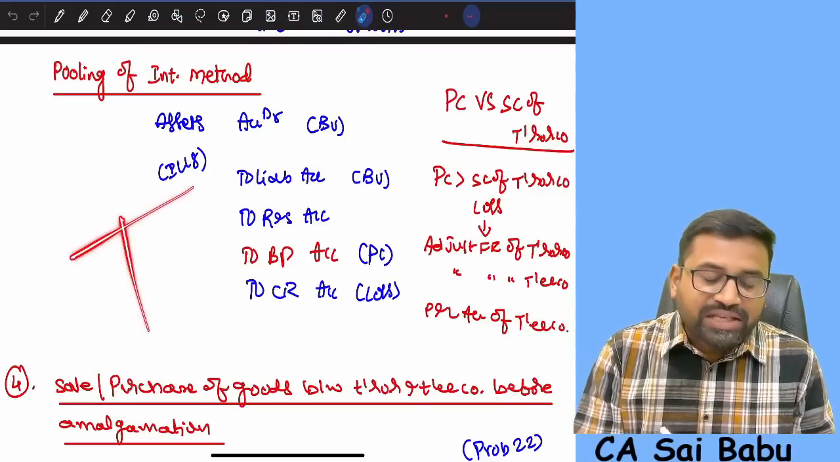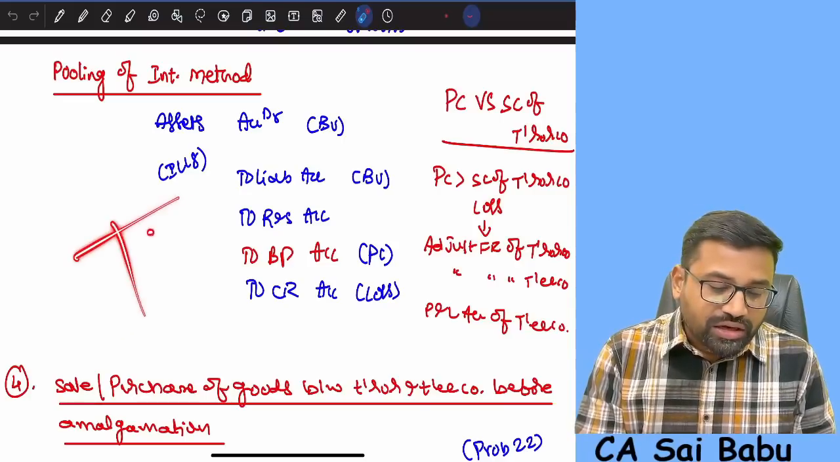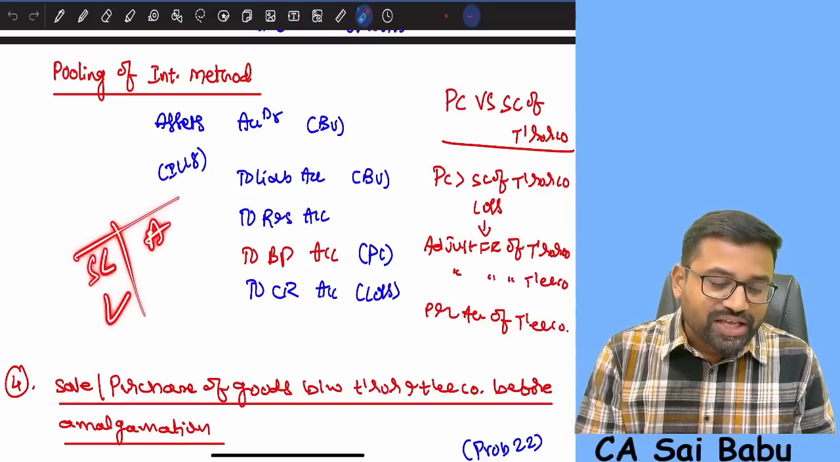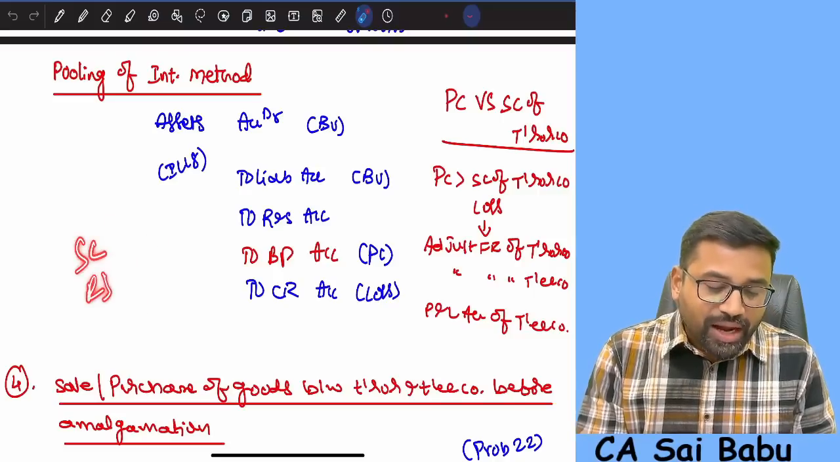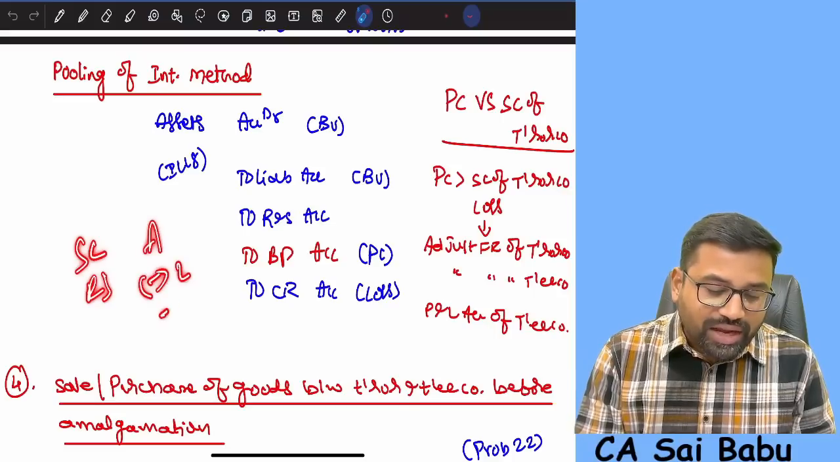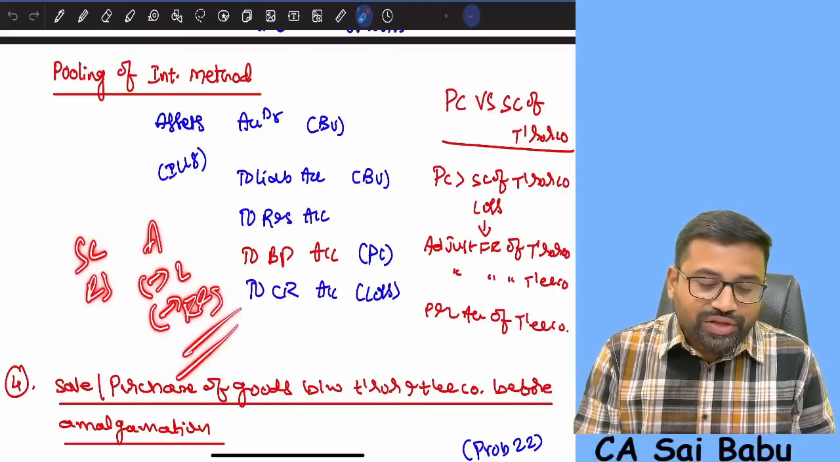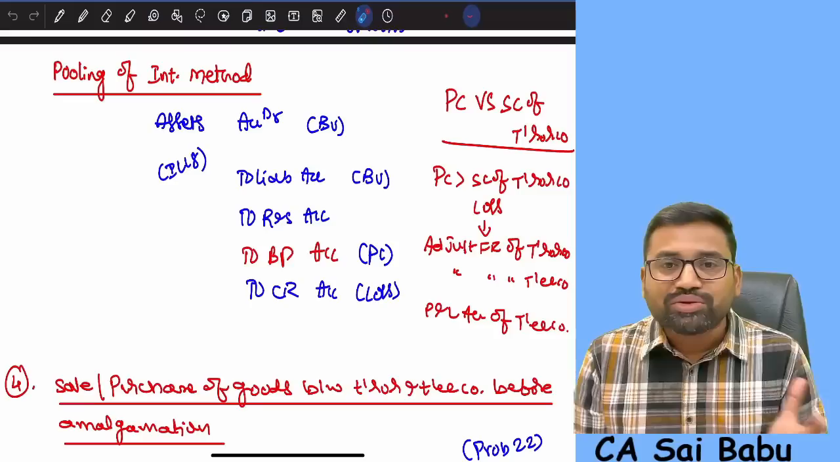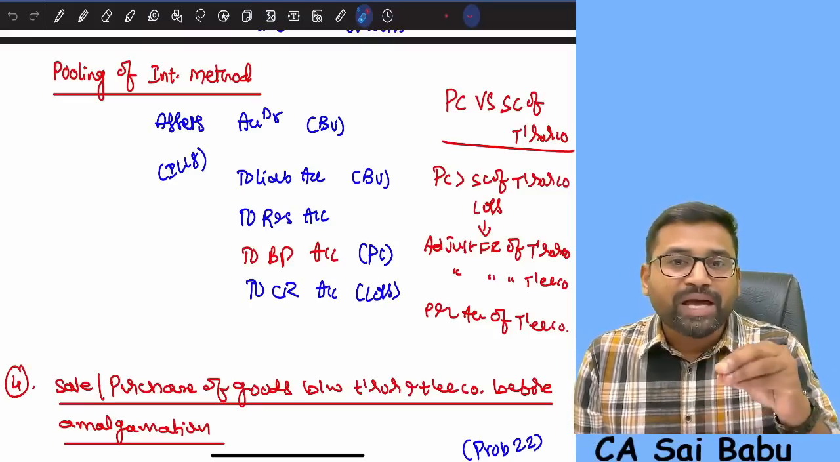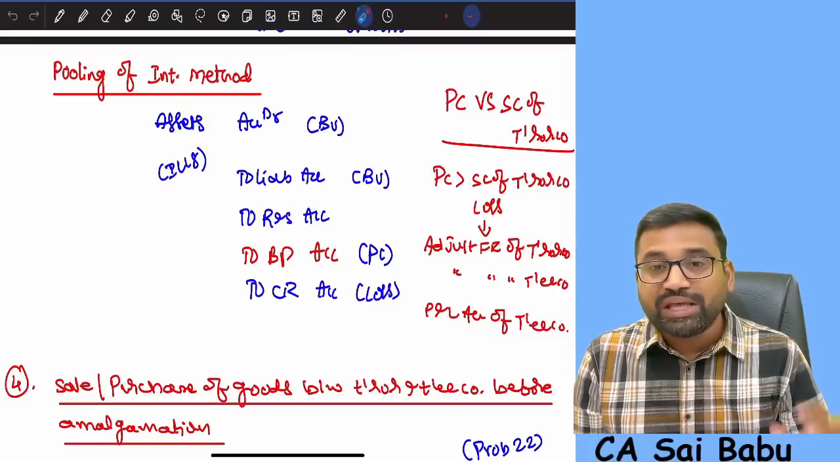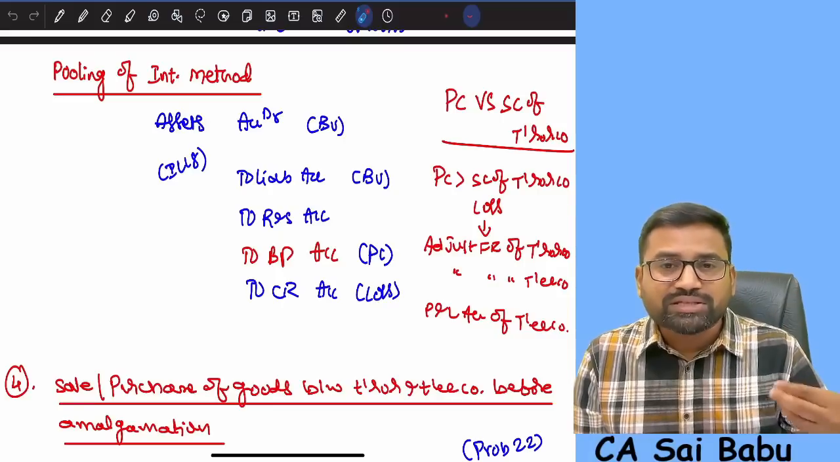Because in the balance sheet of the transferor company, you see assets will be there, liabilities will be there, share capital and reserves and surplus will be there. I am taking assets, liabilities, and reserves and surplus also. So what is the amount left out is exactly equal to share capital. So why waste our time in calculation? Simply, we will compare PC with the share capital of the transferor company. If our PC is more than the share capital, that's a loss for us.